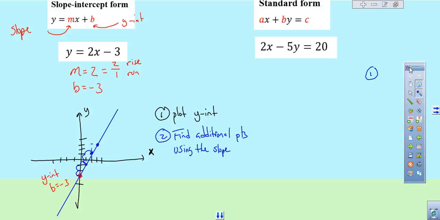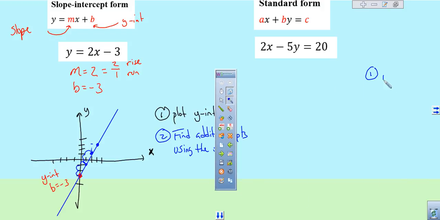So my first thing on this guy is I'm going to put it into slope-intercept form. So I'm going to take this equation right here. I'm going to move my 2x.